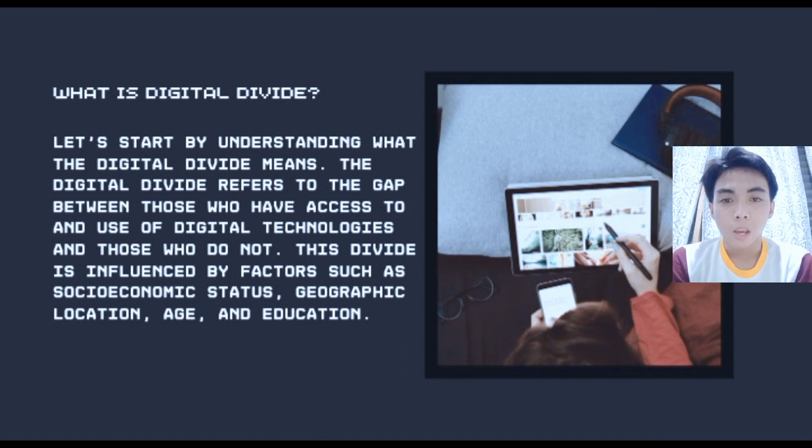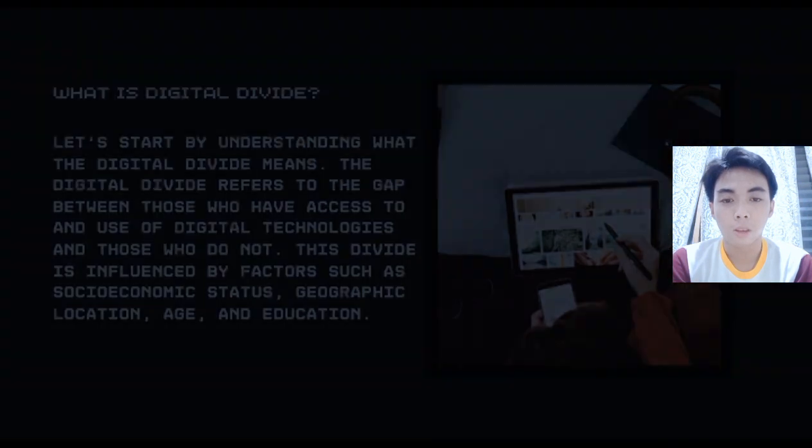For example, individuals from low-income households may not have the financial means to afford internet access or digital devices, creating a barrier to entry into the digital world. Similarly, people living in rural or remote areas may have limited infrastructure and connectivity options, further widening the digital divide. Age and education also play a role, as older adults or individuals with lower levels of education may face challenges in adopting and utilizing digital technologies effectively.